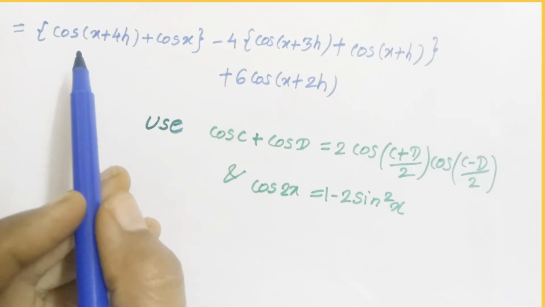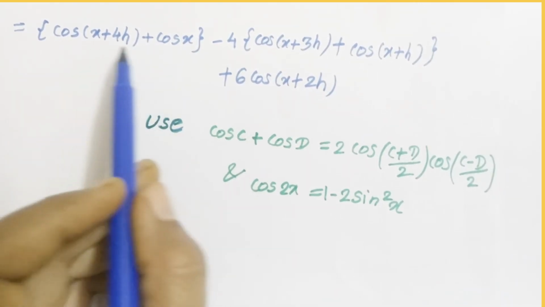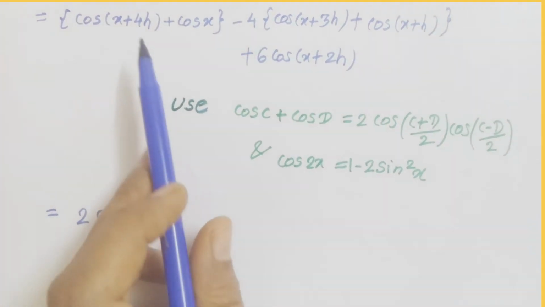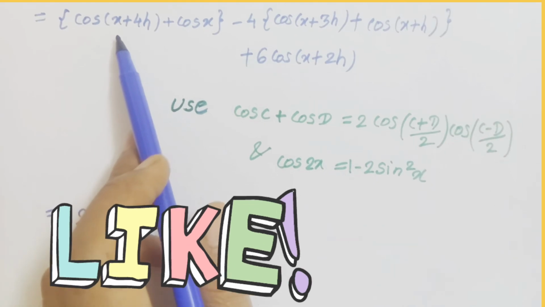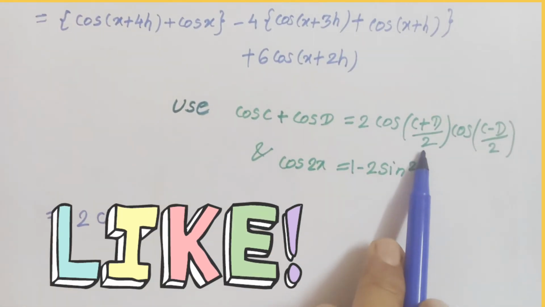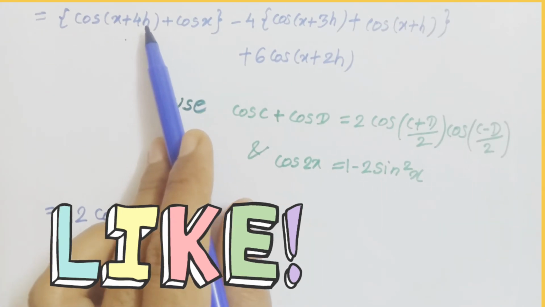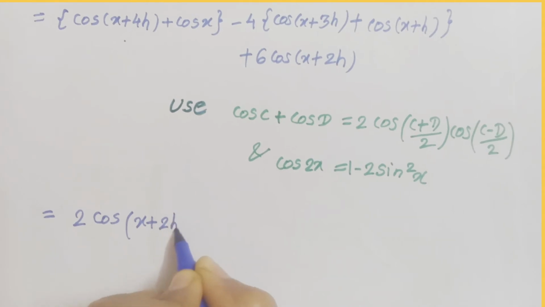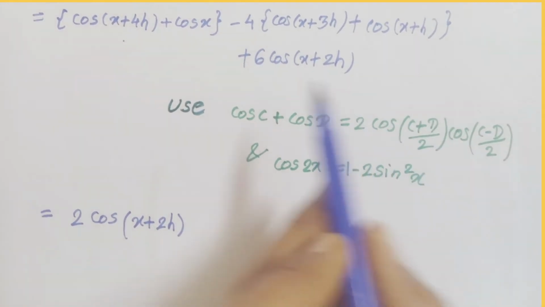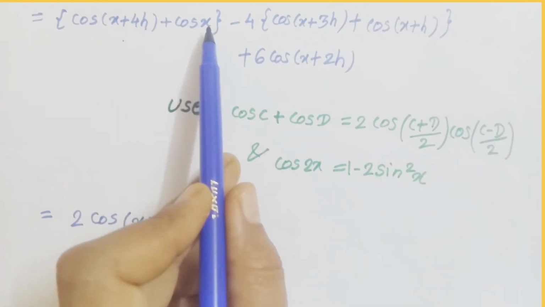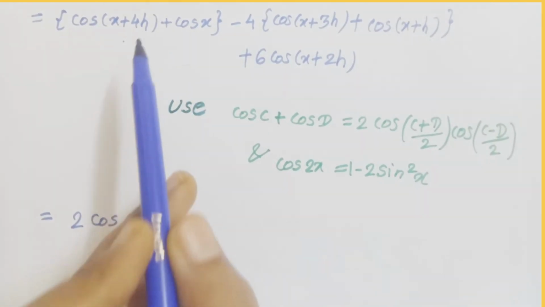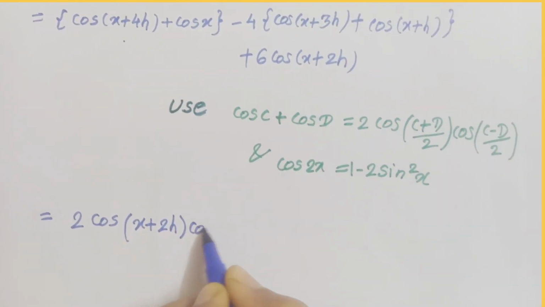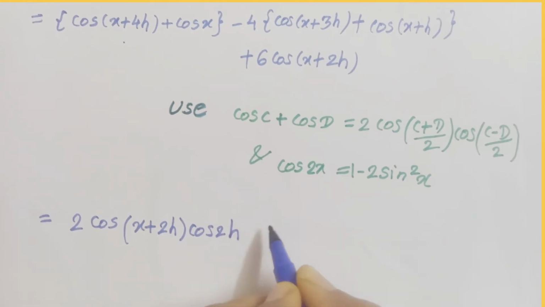Now here the first term is cos. Here we have applied this formula on cos: twice cos x equals addition of angle. If we add this angle, then we get 2x plus 4h and divide by 2. So 2x plus 4h, if you divide by 2, we get here x plus twice h. Now subtraction of angle. So here x plus 4h minus x. So x minus x cancel. Remaining is 4h divided by 2. So next term is cos twice h.